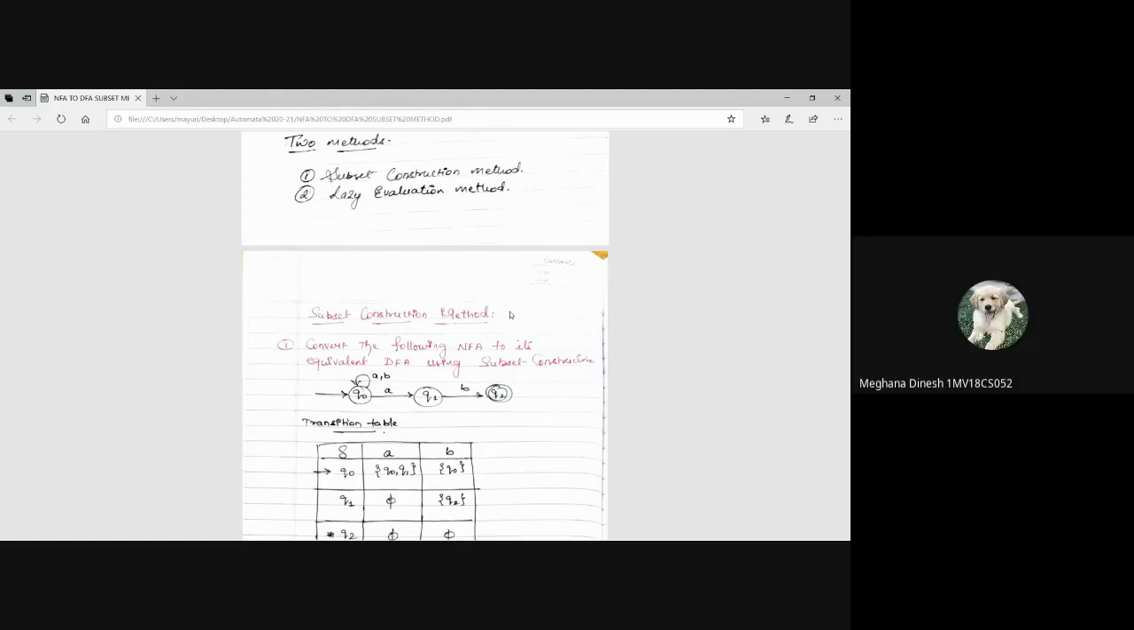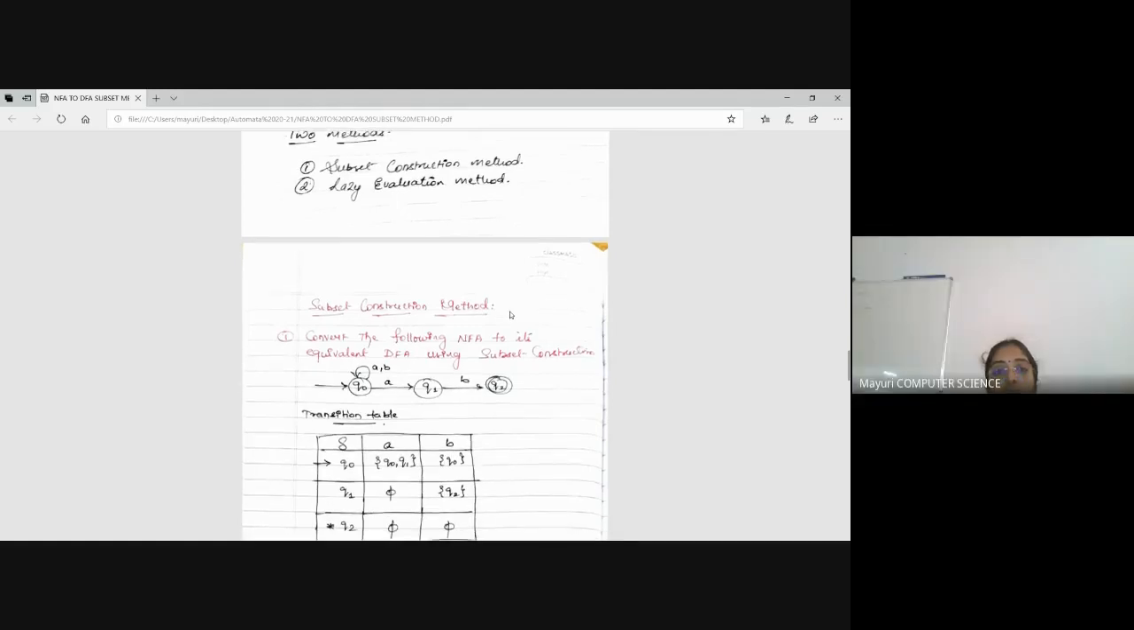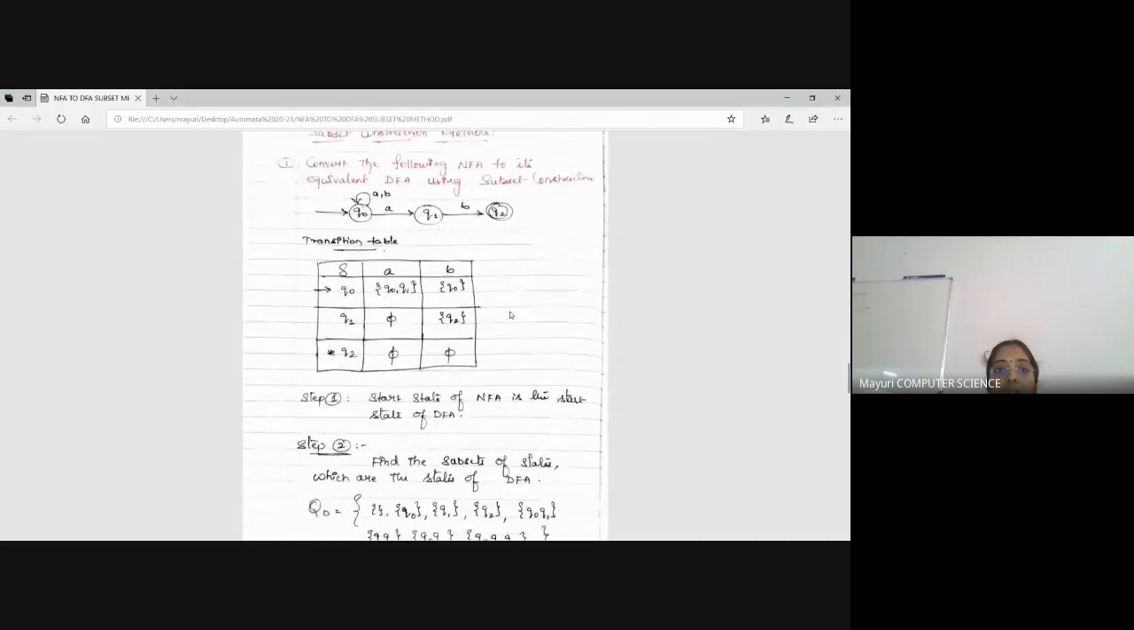Yes, ma'am. Fine. So convert the following NFA to its equivalent DFA. There are a lot of ways to ask. They may give you the language. If they give you the language, you have to construct the NFA. I think the probability of asking such a kind is very less. They will provide you the figure like this. And please, the transition table is very, very must. You have to write it down for every question which is asked.